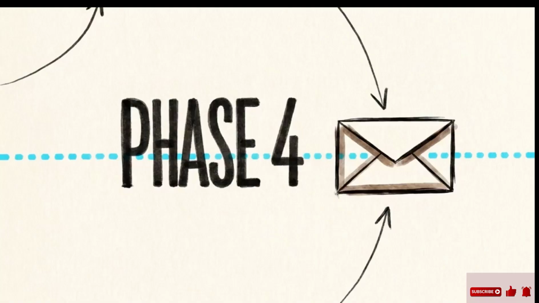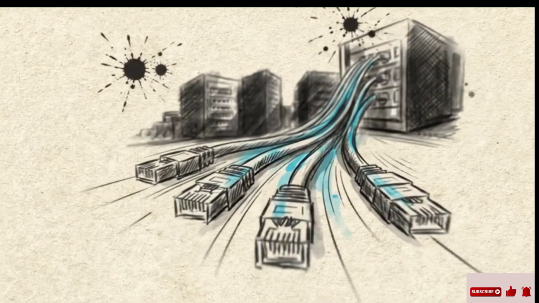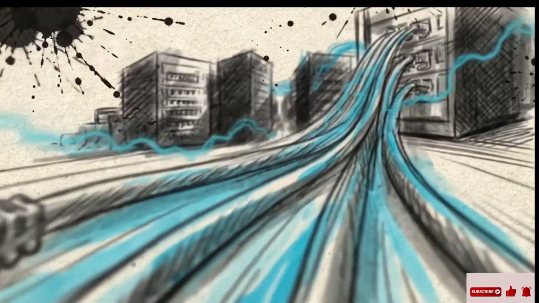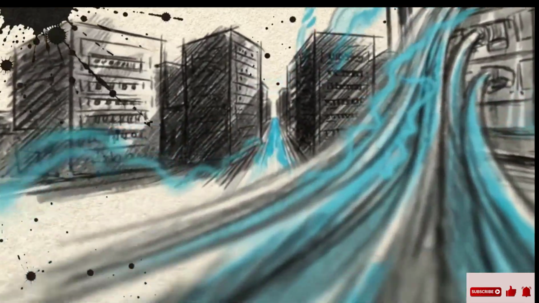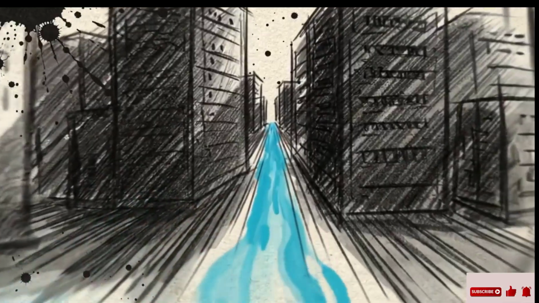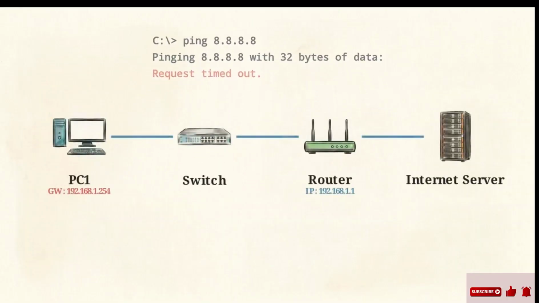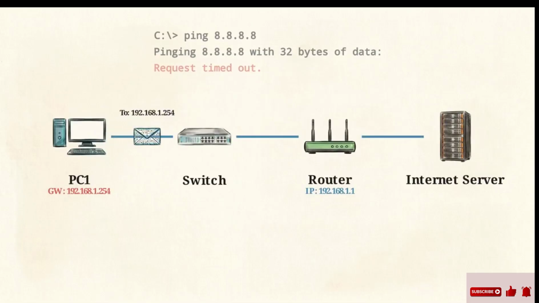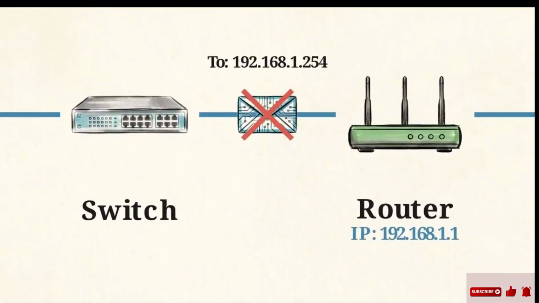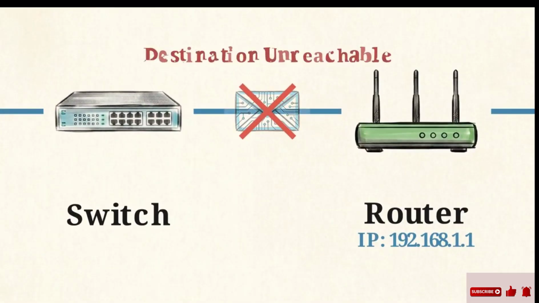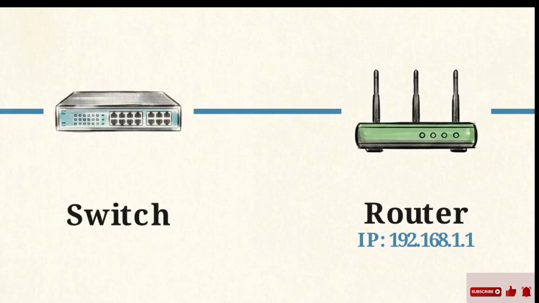Step 4 is to follow the packet. Now that we have text-based ping results isolating the problem, we can transition to a visual mode to trace the physical path the data takes. Look at this diagram tracing our failed ping. The digital envelope successfully leaves the PC, travels across the wire to the local switch, and then stops dead halfway to the router. The packet dies right there on the line. It never actually reaches the router's interface.